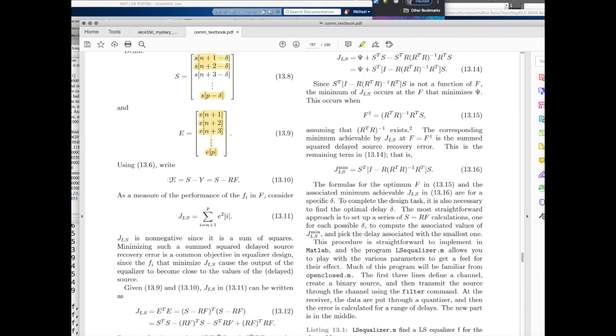So in matrix form, this becomes pretty easy. E is equal to S minus Y, and Y is equal to R times F. It sounded really complicated, but it boiled down to something pretty easy in terms of matrices. That's why linear algebra is a required course in engineering curriculum. There's many times where you can boil things down into matrix operations.